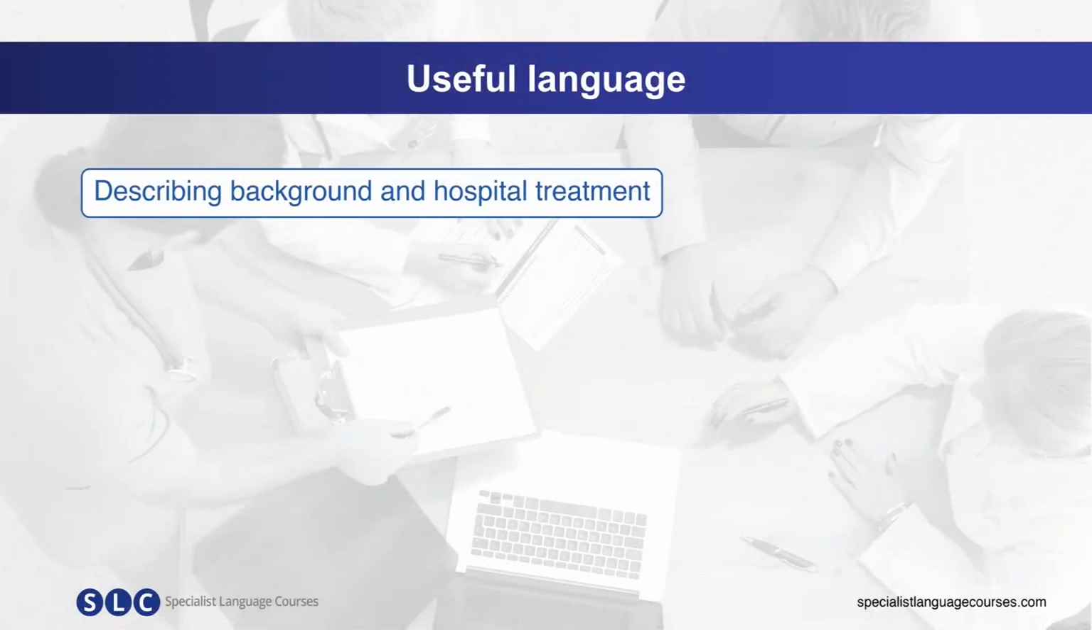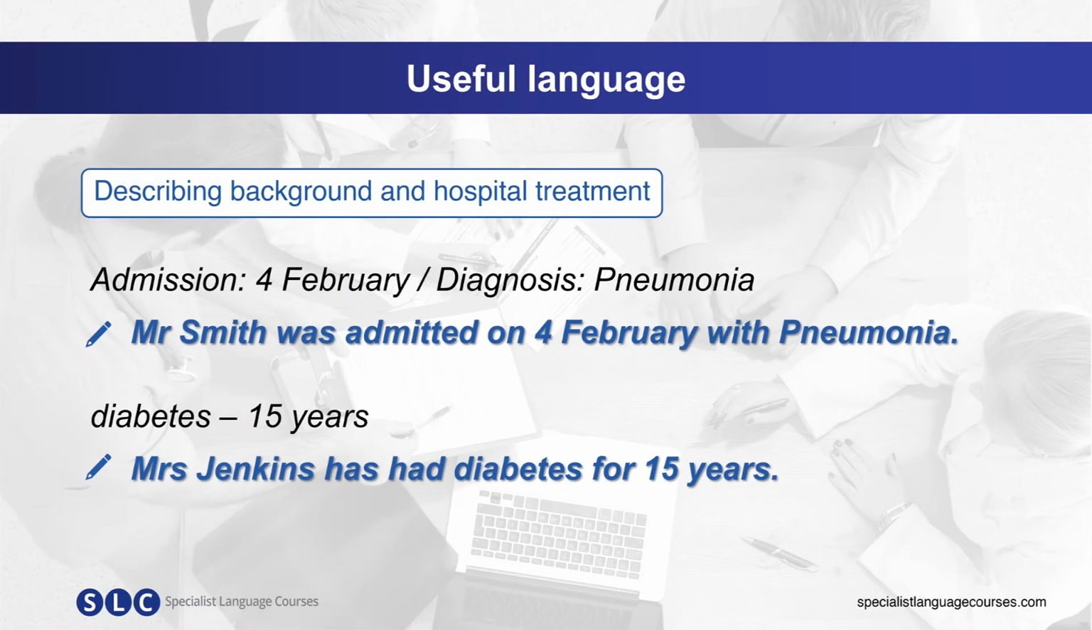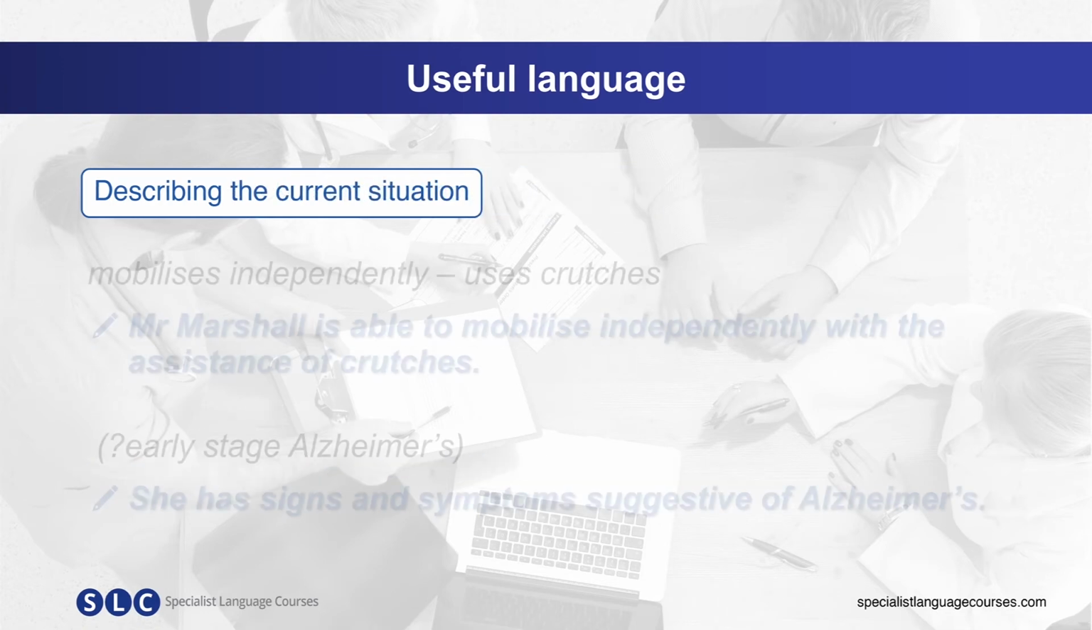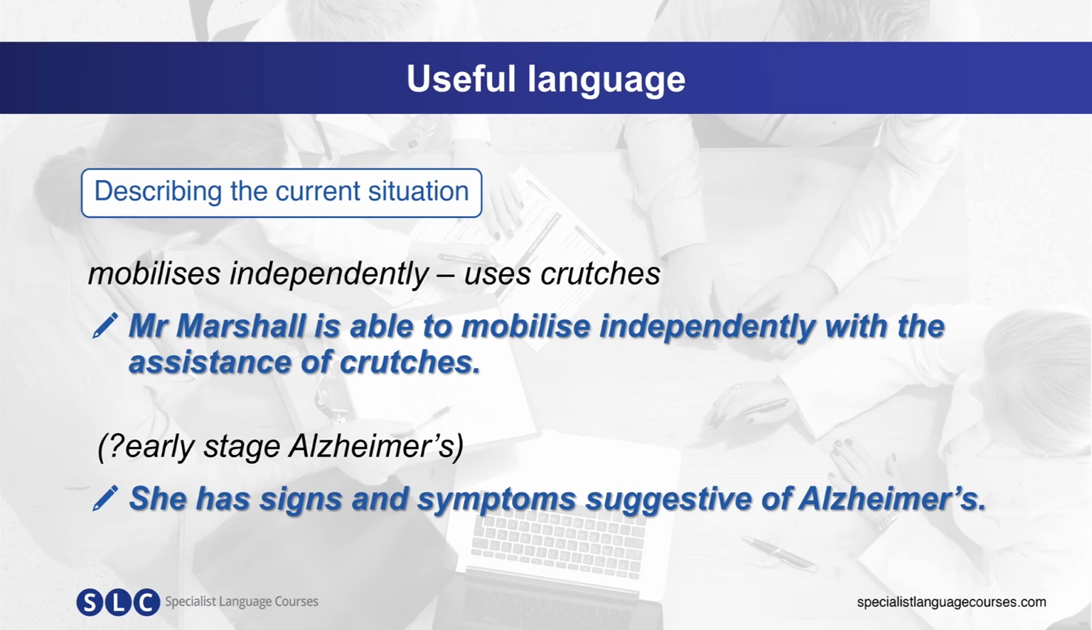Describing background and treatment. Mr. Smith was admitted on the 4th of February with pneumonia. Mrs. Jenkins has had diabetes for 15 years. Describing the current situation. Mr. Marshall is able to mobilise independently with the assistance of crutches. She has signs and symptoms suggestive of Alzheimer's.